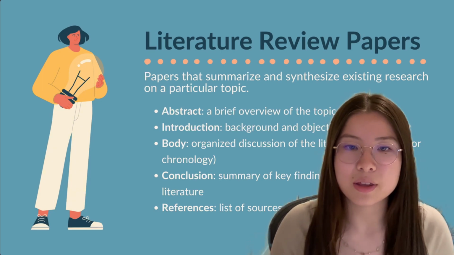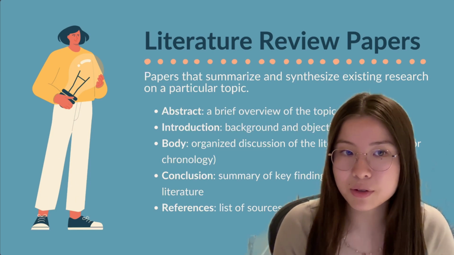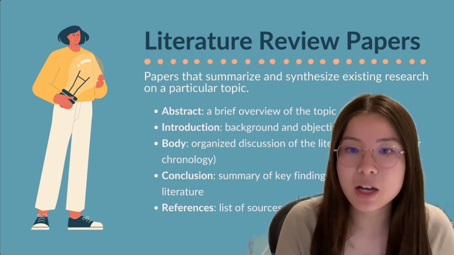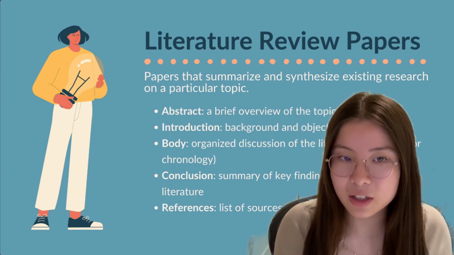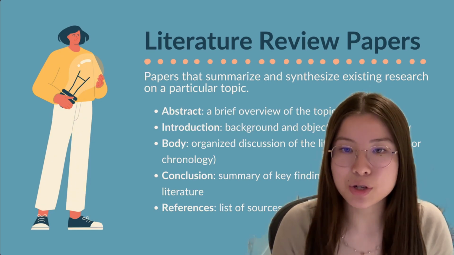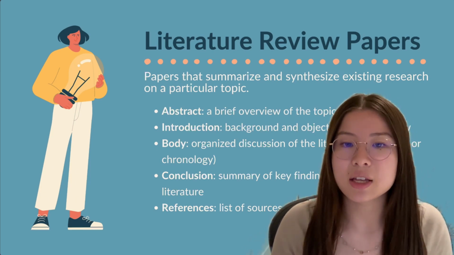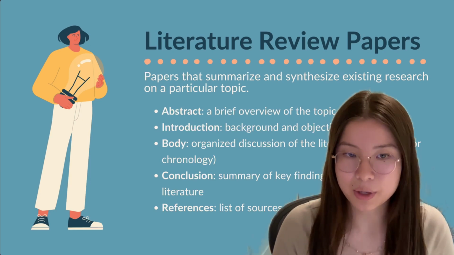You would start with an abstract, an introduction to provide background and explain the purpose of the review, and then the body of the paper would either be organized thematically or chronologically, discussing various other studies and their findings, and then the conclusion would summarize the key points and highlight any gaps in the current research. And this type of paper helps researchers get up to speed on a topic really quickly.